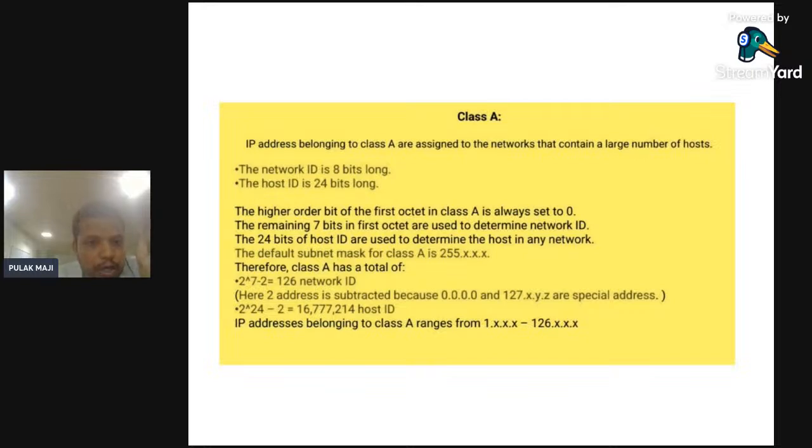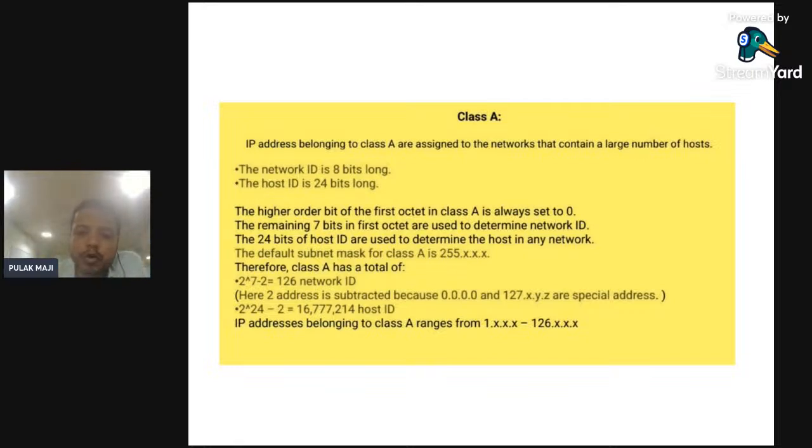Now, if we consider this scenario, suppose, for example, we need only 300 IP addresses. Then which class of IP addresses will you use? Class A, class B, or class C? Because I need only 300 IP addresses.